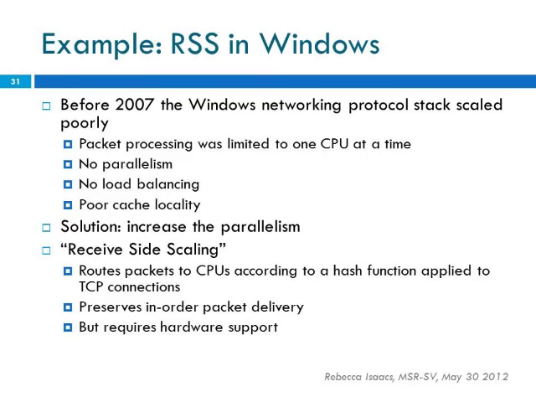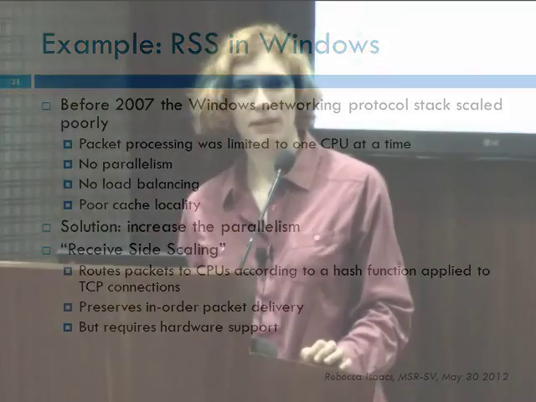An example of Amdahl's law in the real world is RSS in Windows. So before 2007, the Windows networking stack really scaled very poorly, and the reasons for this were basically no parallelism. The packet processing had to be done on one CPU at a time, and there was no way to balance the overall load of the system, and cache locality was very poor because the CPU where the packets were processed wasn't necessarily where they were subsequently acted on.